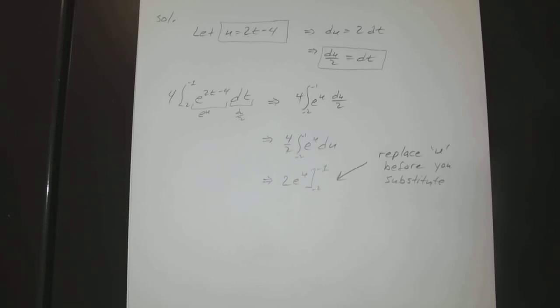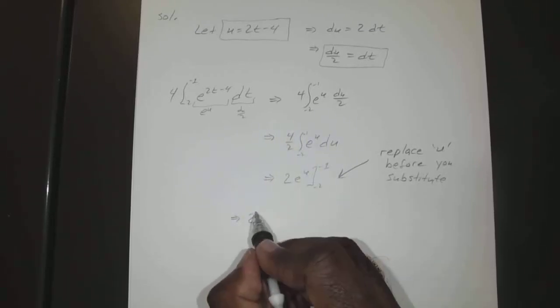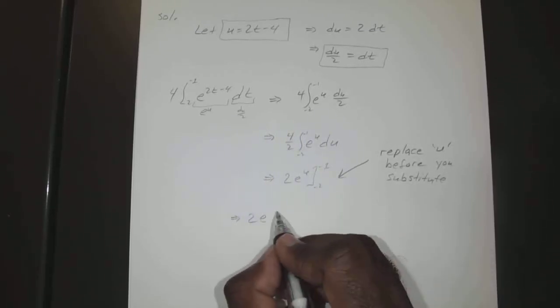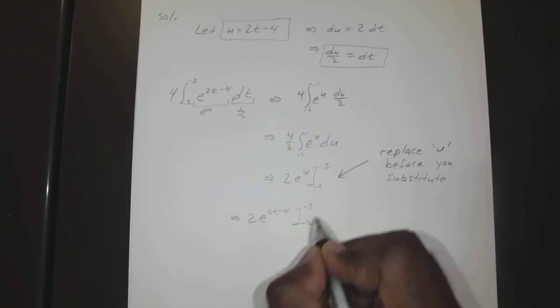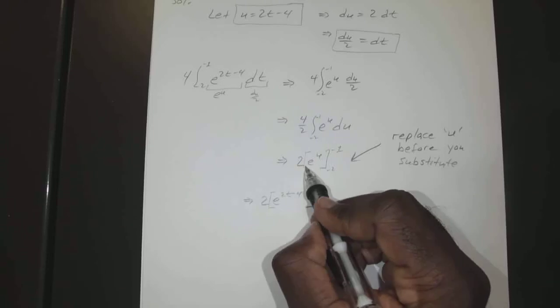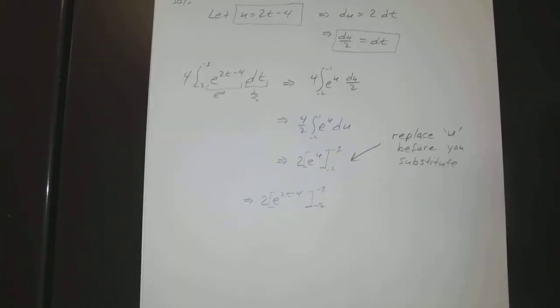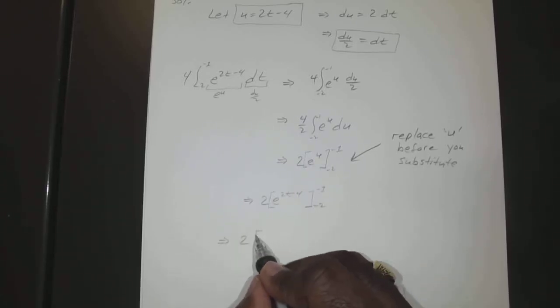So we would separate the 2 out to the front, right, when we do this? Well, if you wanted to do each term and multiply it by 2, you could. I just normally bring it out to the front to keep from rewriting the 2 over and over again. Okay, so that would give you 2 times e to the 2t minus 4 from -2 to -1. So if you wanted, like I said, you could put another bracket on the other side of the e to the u. Okay, so that's just 2.